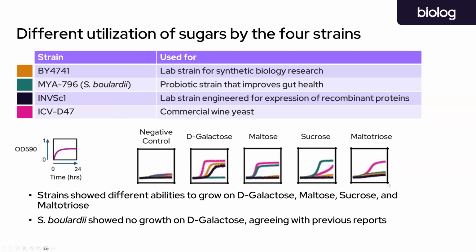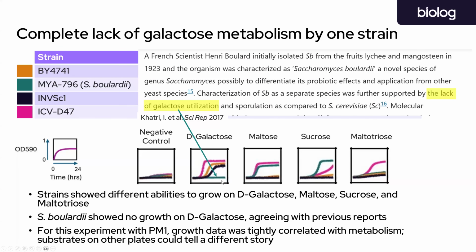And what's also interesting is there's previous research that was published that shows that this probiotic strain, the one in green, is not able to use galactose at all. So that had been previously published, and it was actually initially characterized as a completely separate species, partially because of this phenotype. But now it's accepted that it is actually just a subspecies. So we were able to reproduce this finding that it cannot use galactose at all.